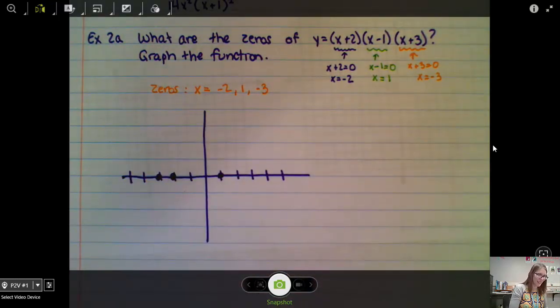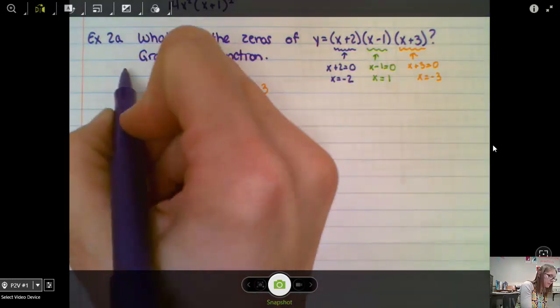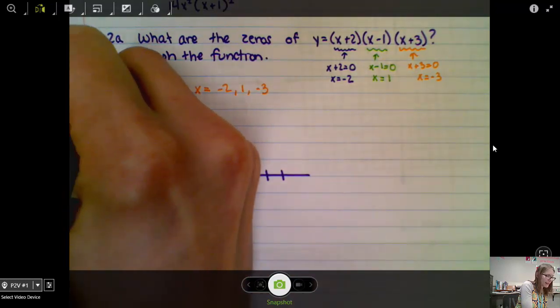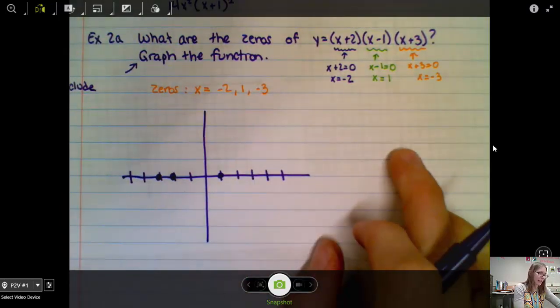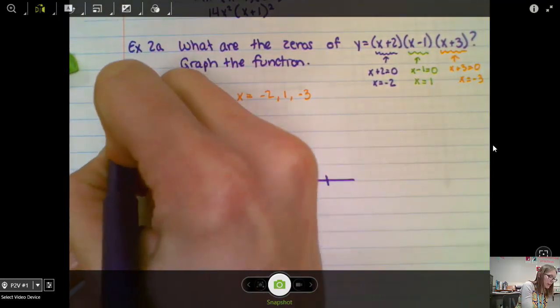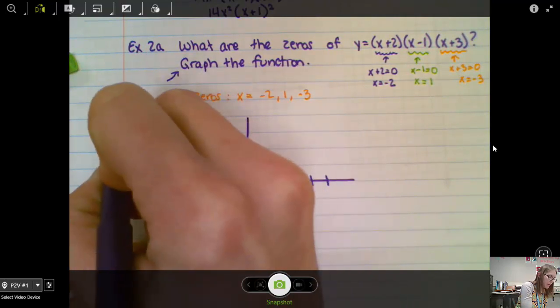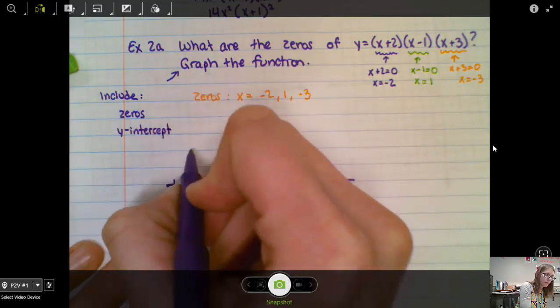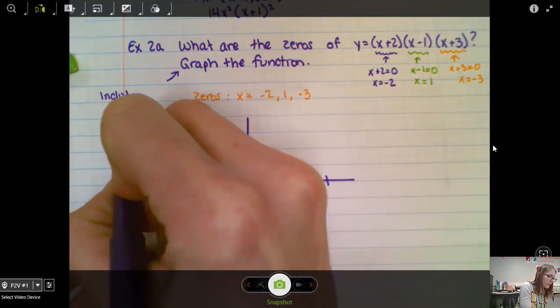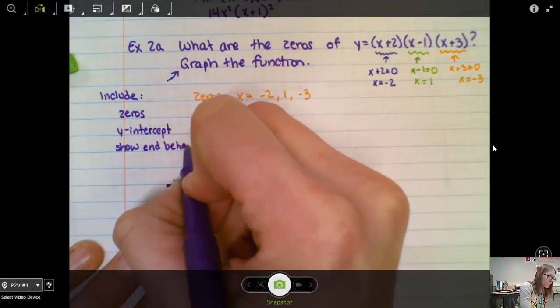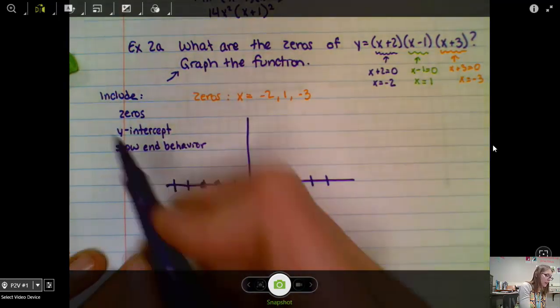All right, so there's a lot more to a graph than just this. What all do we need to include? When we're doing one of these graphs, sketches, whatever you want to call them, here's what I want you to include. I want you to include the zeros, the y-intercept, and also show the correct end behavior. It's whatever our end is doing.